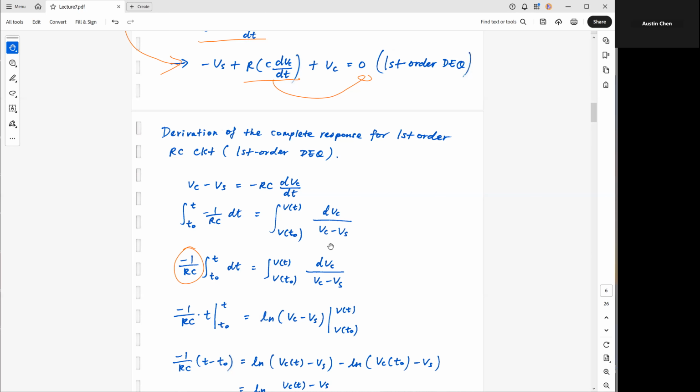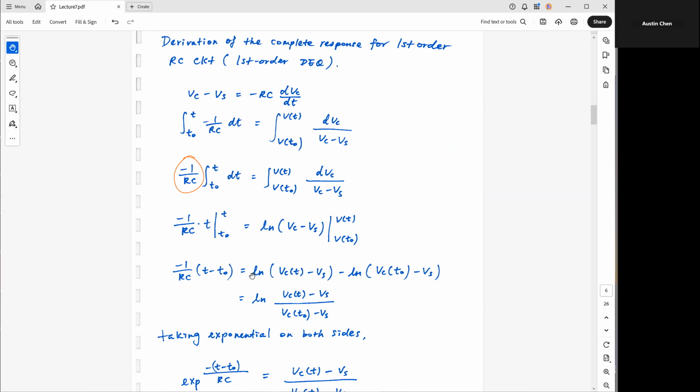You can see that the integral of this is equal to some natural log, ln of VC minus VS, and then you evaluate between these two limits, t0 and t. On the left, you plug in t equal to t minus t equal to t0. On the right side, you do the same thing: ln of VC of t minus VS, minus natural log of VC at t0 minus VS.